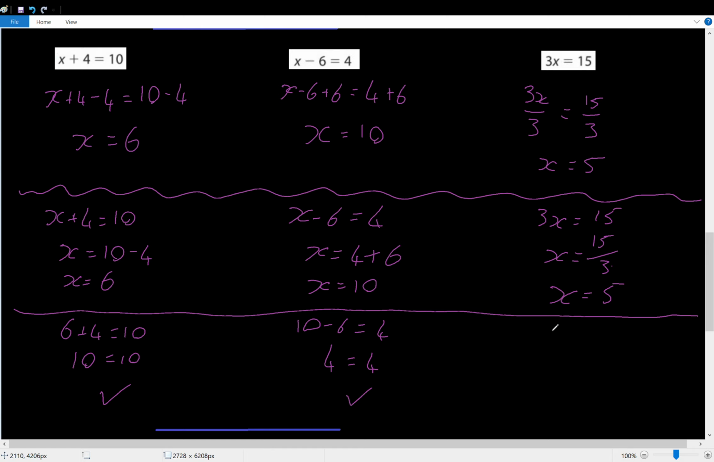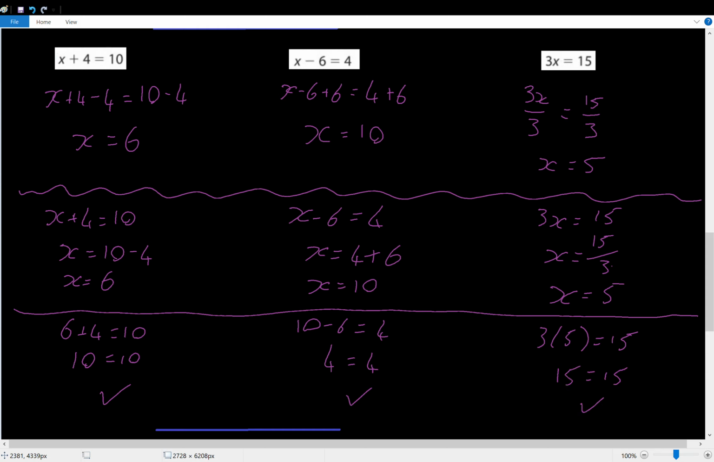And we do this for our last one. We have 3x is equal to 15. That's 3 times x equals 15. And we figured out that x equals 5. So that's 3 times 5 equals 15. Well, that's 15 equals 15.